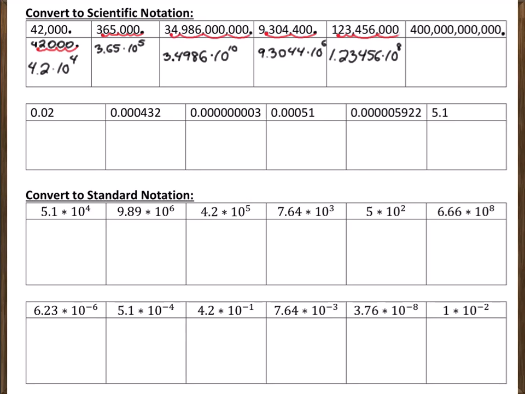So the decimal point, of course, is going to start here. It needs to land between the 4 and the 0. So let's count how many spaces we need to move it over. So we have 1, 2, 3, 4, 5, 6, 7, 8, 9, 10, 11. So this is going to become 4 times 10 to the 11th power. So that is our final answer. So that completes the first row.